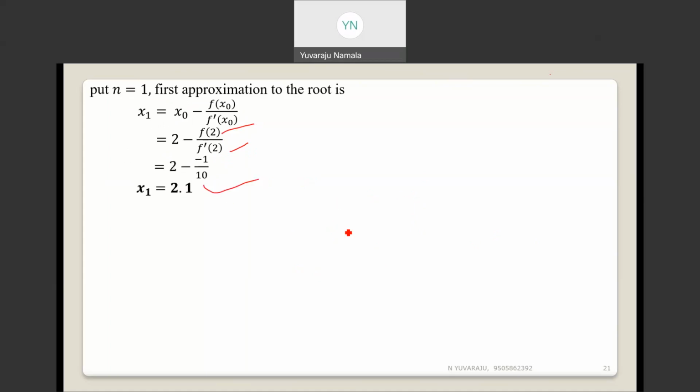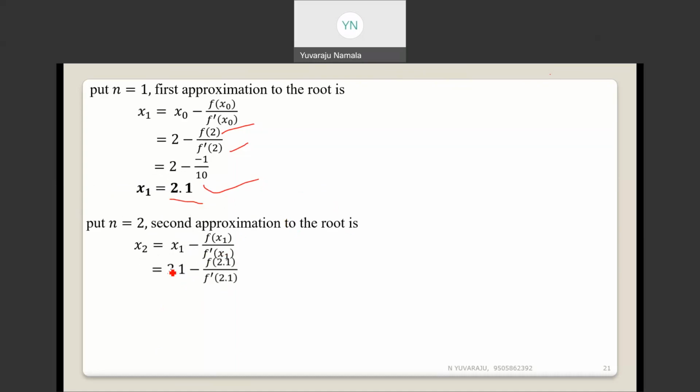Now similarly, for the second approximation in the above formula, substituting n is equal to 2. The formula is x2 is equal to x1 minus f of x1 by f dash of x1. So x1 substituting here, same procedure. So 2.1 minus f of 2.1 by f dash of 2.1.